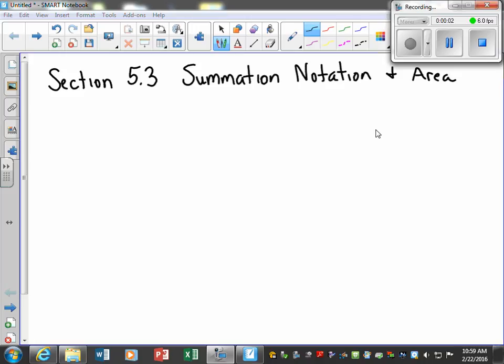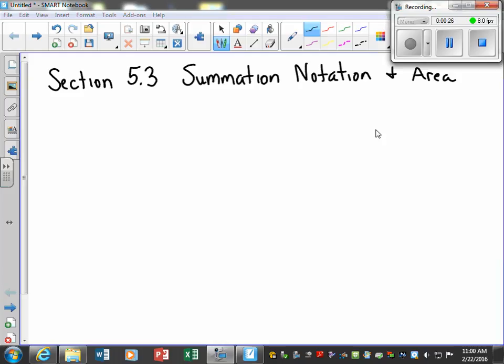Okay, in section 5.3, we're going to do summation notation and area. We're going to use indefinite integrals to evaluate definite integrals eventually. But for now, in the development of the definite integral, we're going to use summation notation. So basically, we're going to familiarize ourselves with some summation notation here, so that when we move to our future lessons, this skill will be in place.